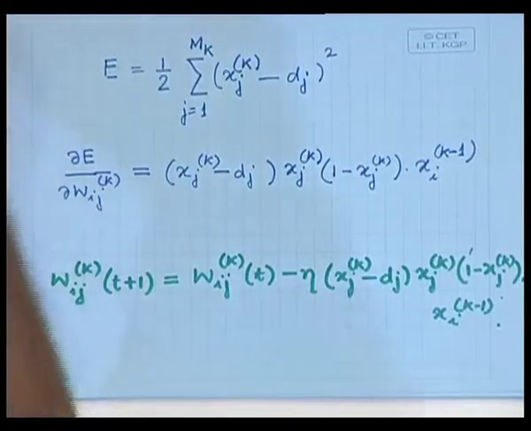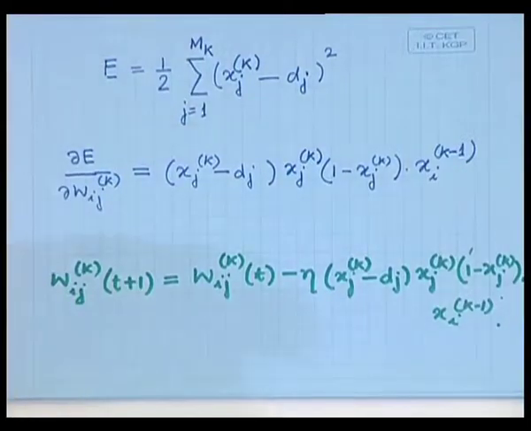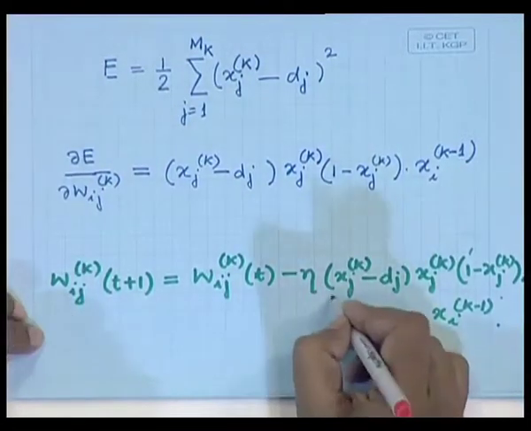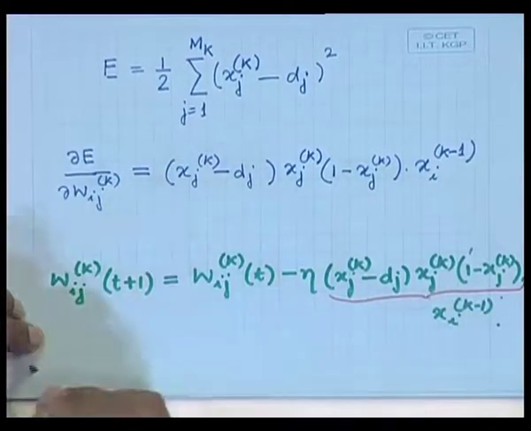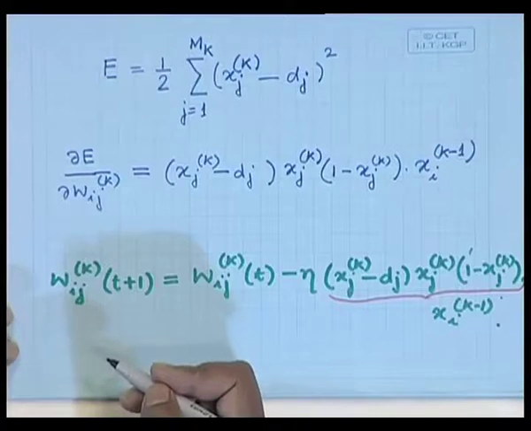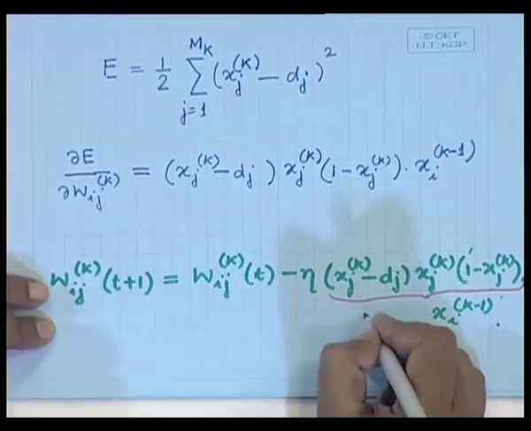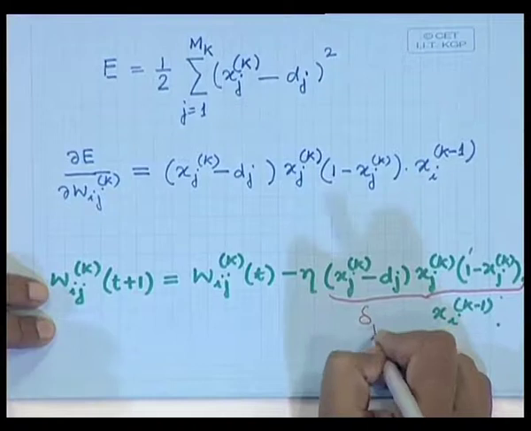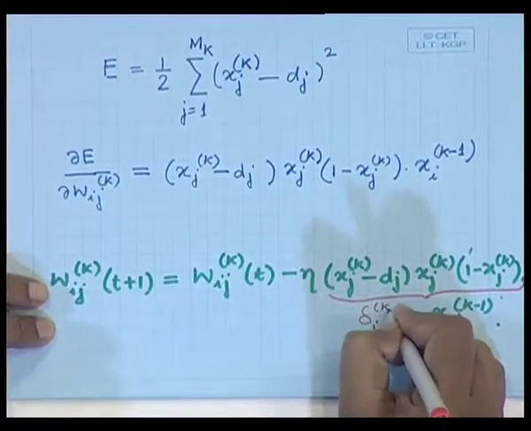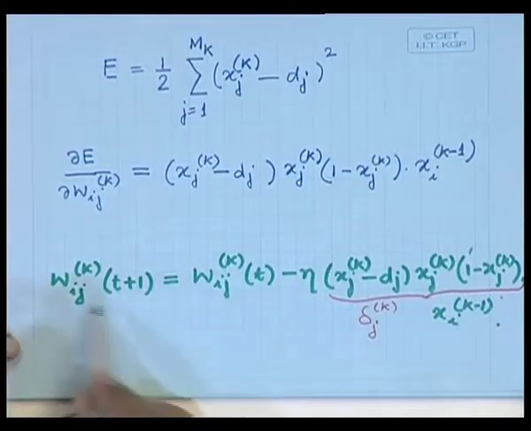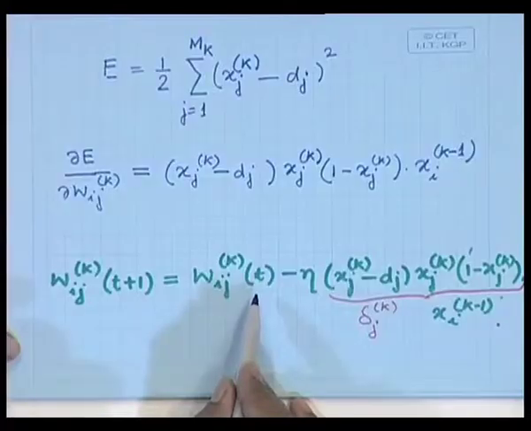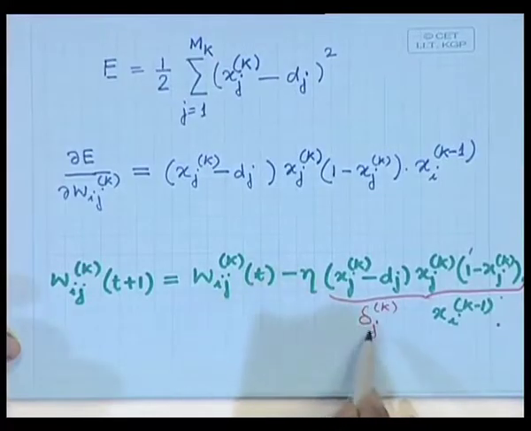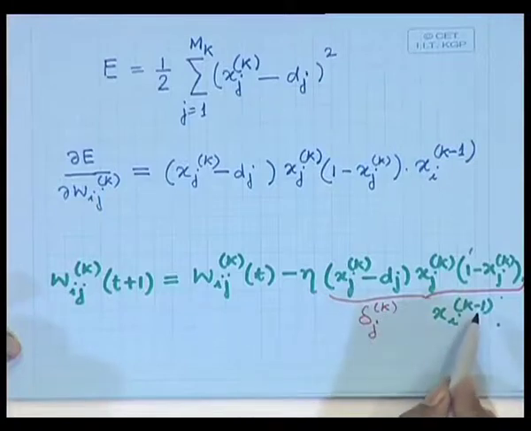Now, for simplicity of expression, this particular term x j k minus d j, into x j k, into 1 minus x j k, we can represent as delta j k. So, our weight updation rule will be w i j k in iteration t plus 1 is w i j k in iteration t minus eta times delta j k into x i k minus 1.